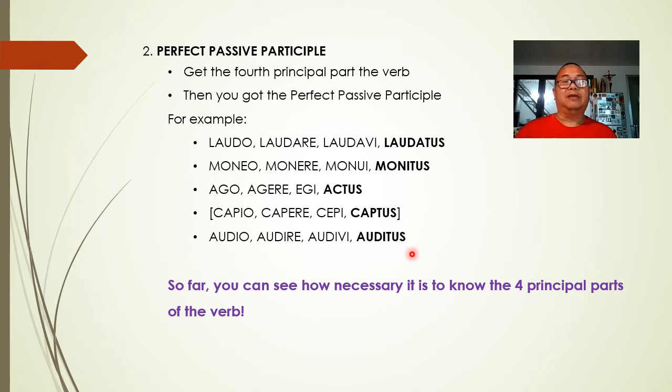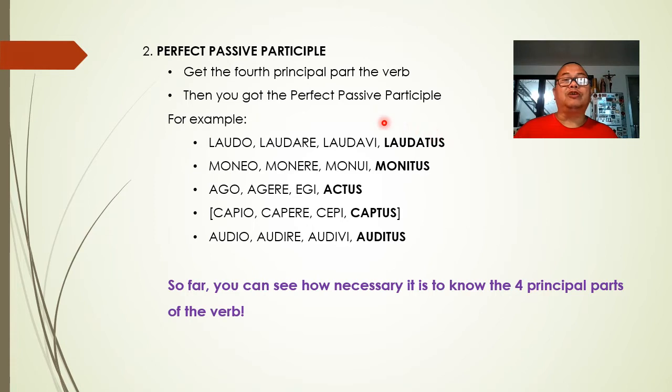So, you have heard that it is really important to know the four principal parts of the verb. Now, in some dictionaries, what is given as the fourth principal part is the neuter form. So instead of laudatus, you will read laudatum there. That is a problem. It's the same. Munitus, munitum, etc. So, some dictionaries give the neuter form.